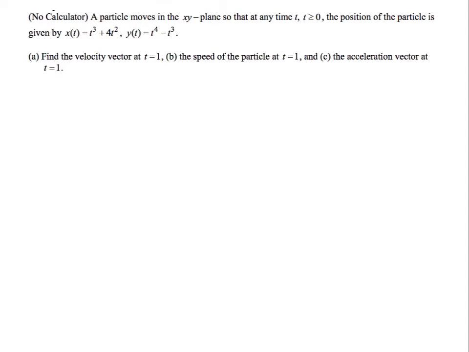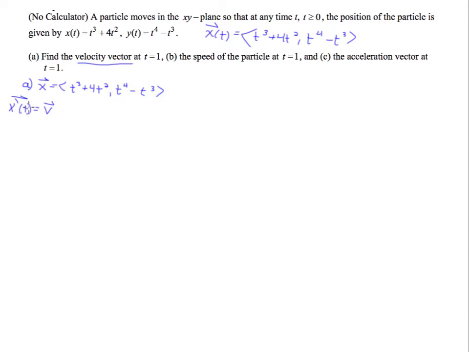All right, let's look at our first particle motion problem involving parametric equations. So first, let's rewrite this as a vector for our position vector. And we're just simply going to rewrite it in chevrons. So we have our position vector is t cubed plus 4t squared, comma, t to the fourth minus t cubed. And then in part A, we're asked to find the velocity vector at t equals 1. So we know that the derivative of the position vector is equal to velocity. So we're just going to differentiate each of these individually and then evaluate with t equal to 1.